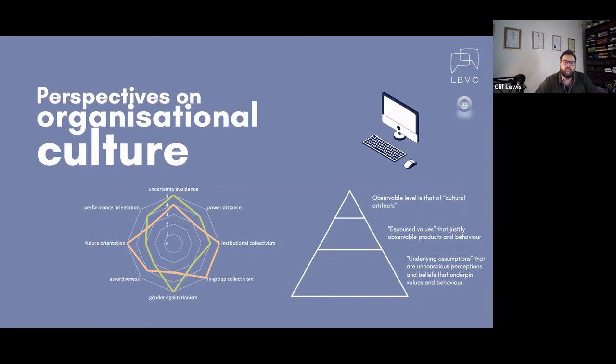And then the very bottom level is our underlying assumptions. How do we see the world? What are our assumptions about the world? What does it mean to be part of this organization? How do we see this organization as part of a greater society? You can already see, when you compare these two perspectives to each other, that they are significantly different in how they can be practically applied.